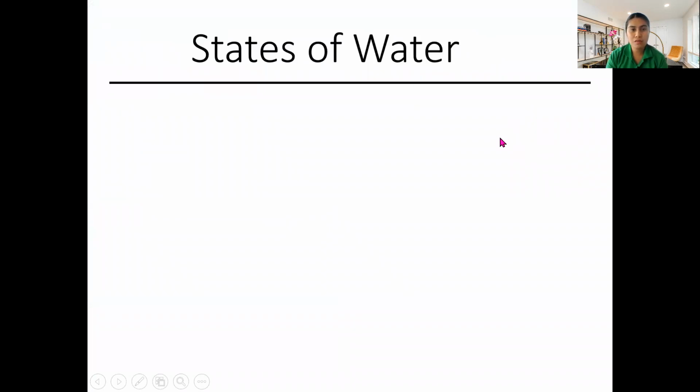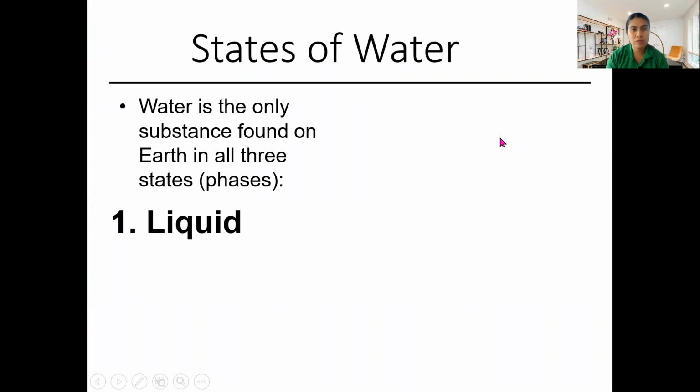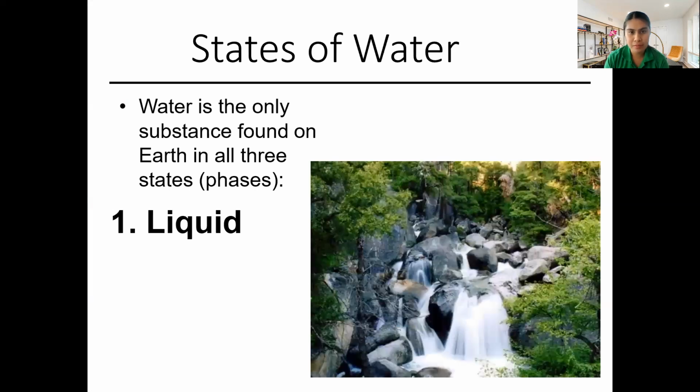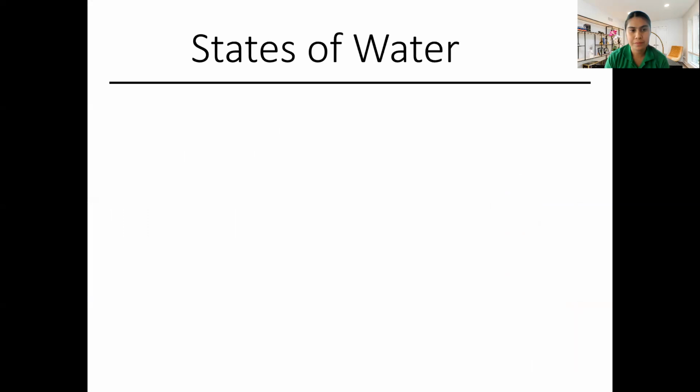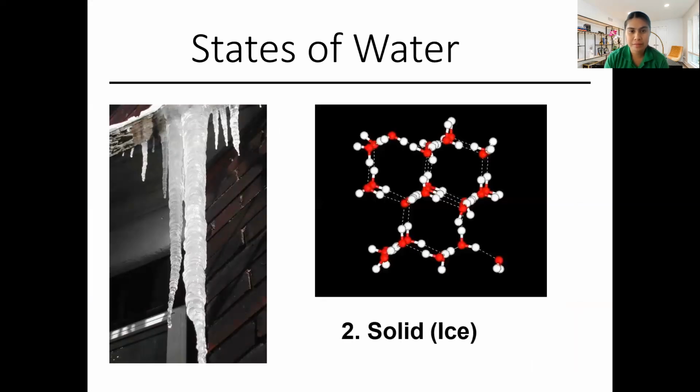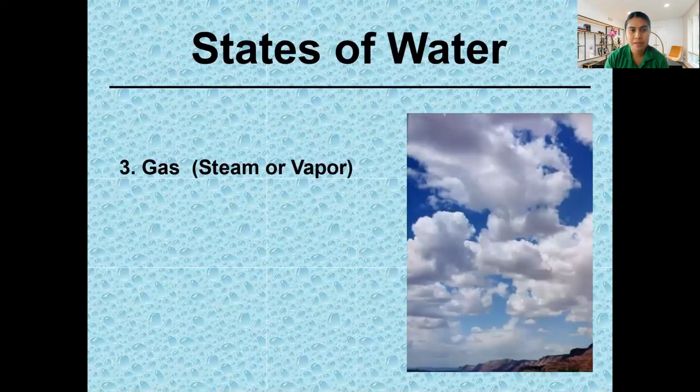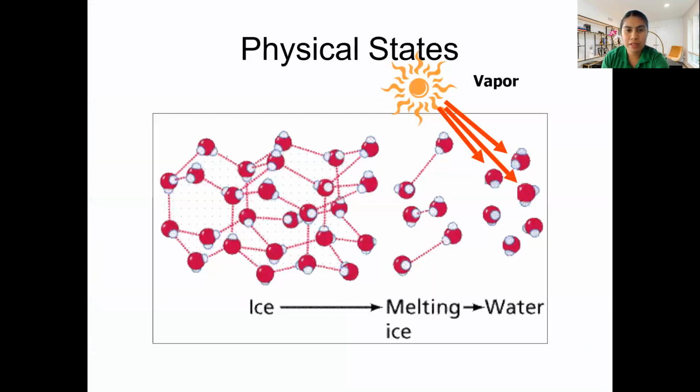We have states of water. Water is the only substance found on Earth in all three states or three phases. First, we have liquid. Solid. And gas. So we have here the three states of water: solid, liquid, and gas. And these are the physical states. The ice melts, it becomes water, and it will go and become a vapor. So these are the physical states of water.